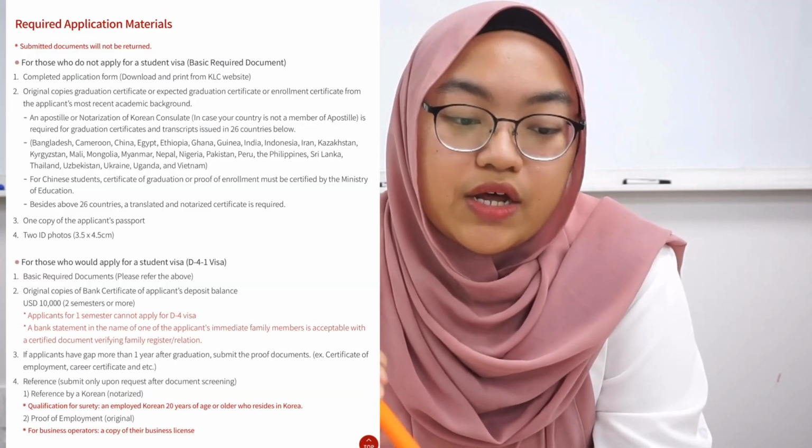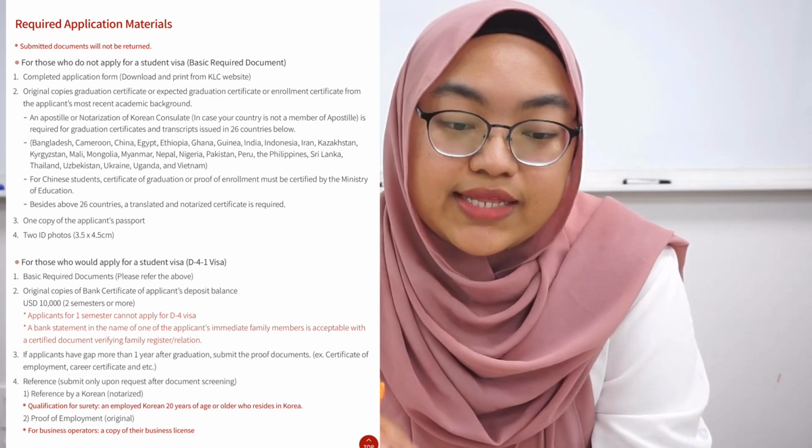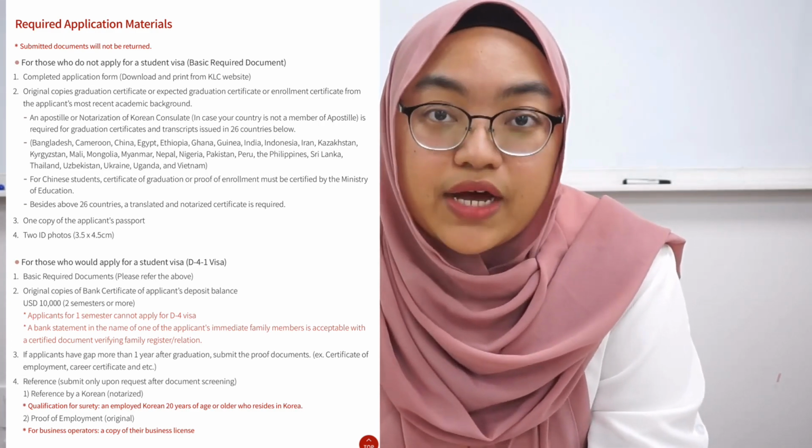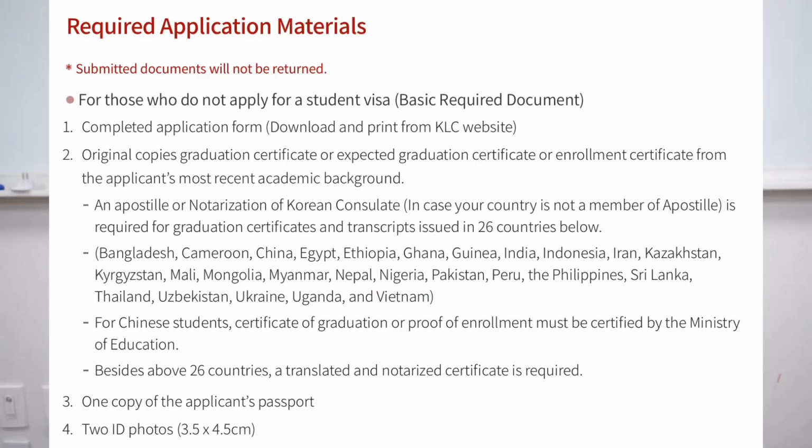For those who do not apply for a student visa, these are the basic required documents. The first thing is the completed application form. You can download it and print it from the KLC website. I'm going to show you later. The second one is original copies of the graduation certificate or expected graduation certificate or enrollment certificate from the applicant's most recent academic background. Then 1 copy of the applicant's passport and 2 ID photos.